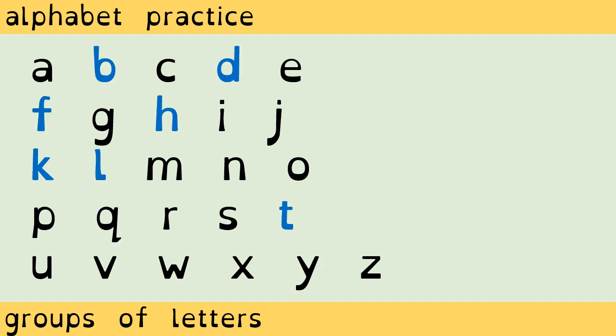What do these blue letters have in common? Do you remember? These letters all have ascenders. They are taller than other letters. What do these blue letters have in common? These letters all have descenders. They dip lower than the other letters.